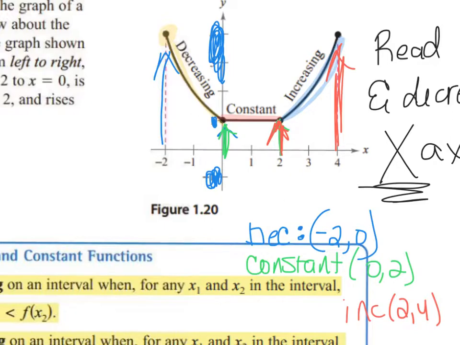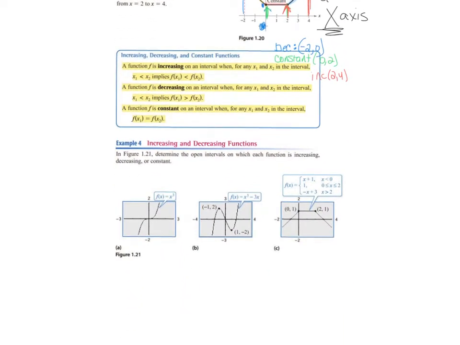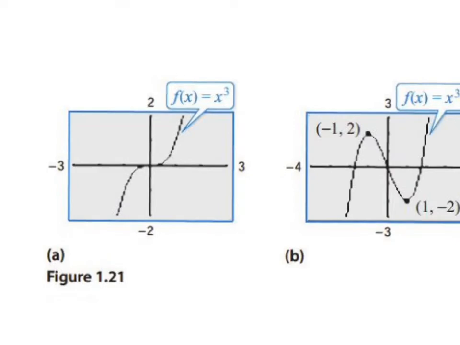The graph may not always have all 3 intervals. It might just be increasing the entire time, from left to right, from negative infinity to positive infinity. That happens sometimes. But you always read intervals of increase and decrease and constant on the x-axis. So let's look at this. Okay, pretend this has arrows on it. We'll do this.